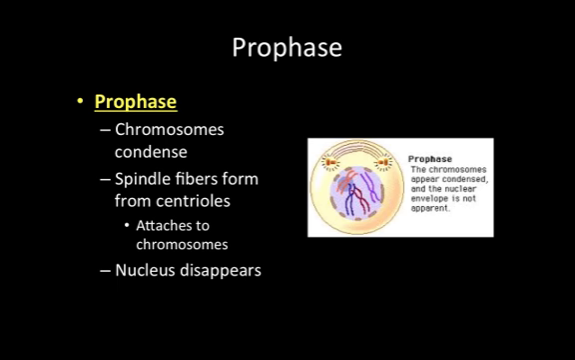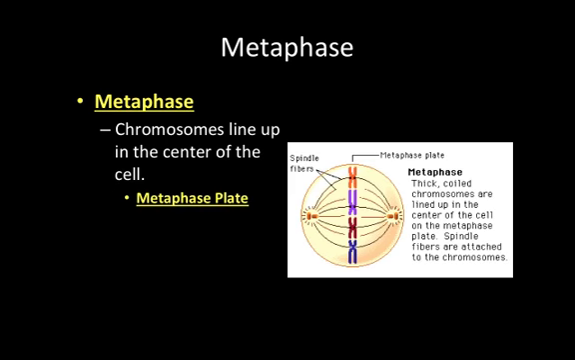These spindle fibers are going to attach to the chromosomes. These spindle fibers allow for the chromosomes to be able to move inside of the cell, and eventually we'll be pulling those chromosomes apart, giving each side of the cell identical genetic information. The nucleus also begins to disappear, which allows those chromosomes to escape and roam freely in the cell. Once they get attached to spindle fibers, they move on to metaphase.